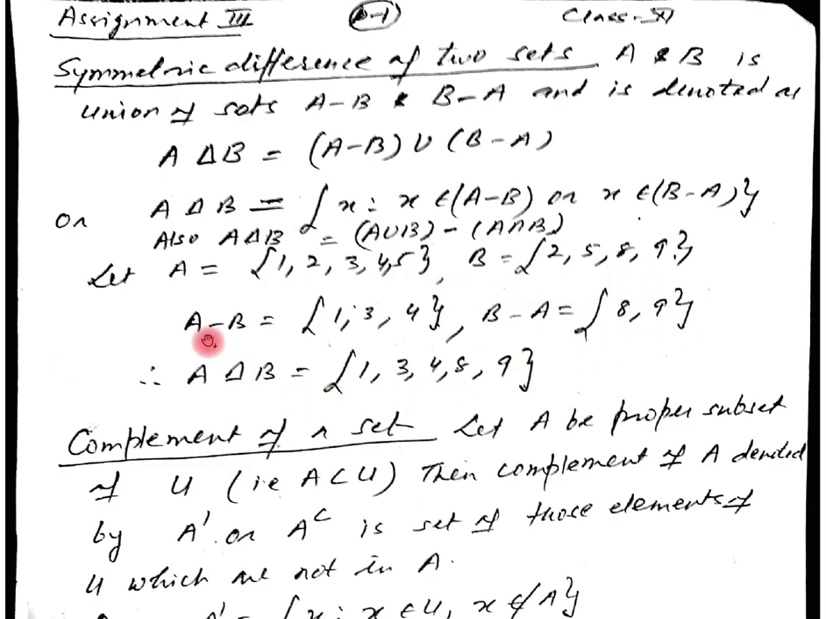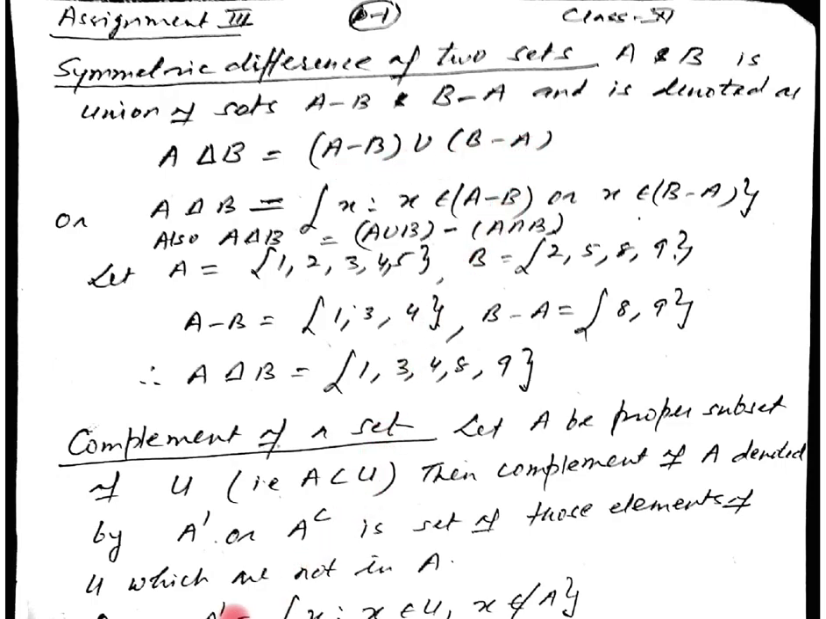Therefore, A delta B is what? A minus B union B minus A. Therefore, A delta B means the union of these two sets, which is 1, 3, 4, 8, 9. This is a simple way to find out what A delta B means: A minus B union B minus A.